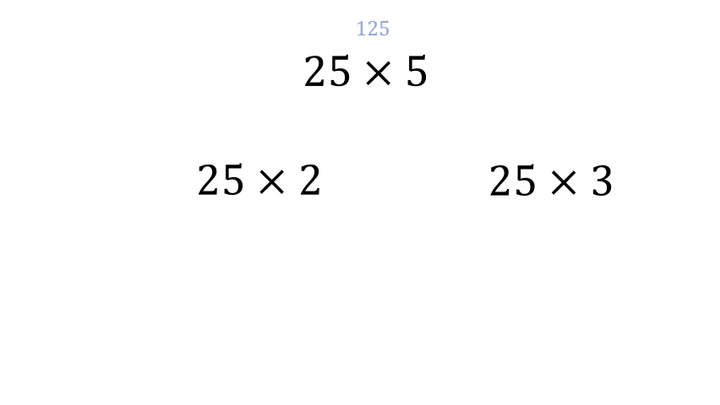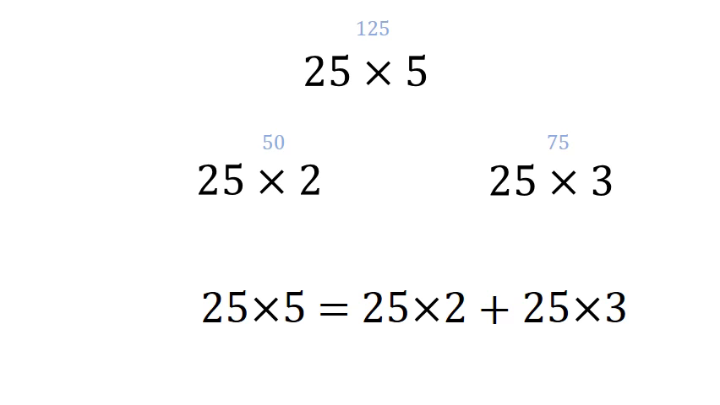Let's have this product. It's 25 times 5. The other product is 25 times 2, and the next one is 25 times 3. We know that the first product, 25 times 5, is 125. 25 times 2 is 50, and 25 times 3 is 75. Observe something. 125 is nothing but 50 plus 75. So I can say that 25 times 5 equals 25 times 2 plus 25 times 3.